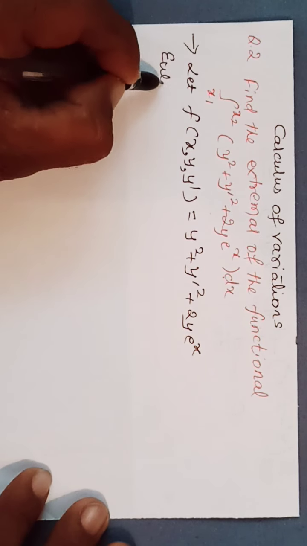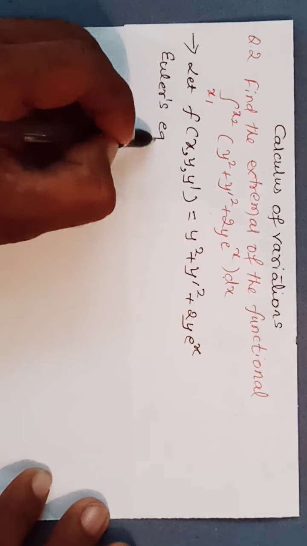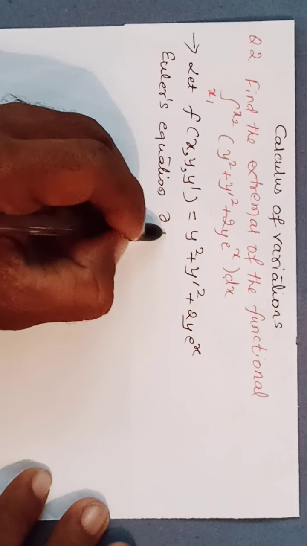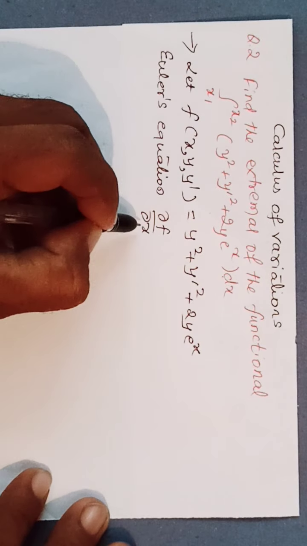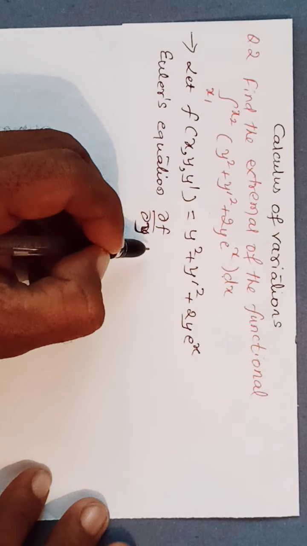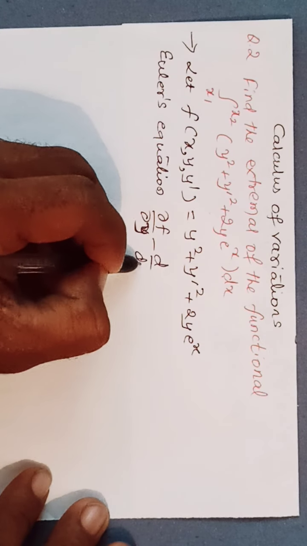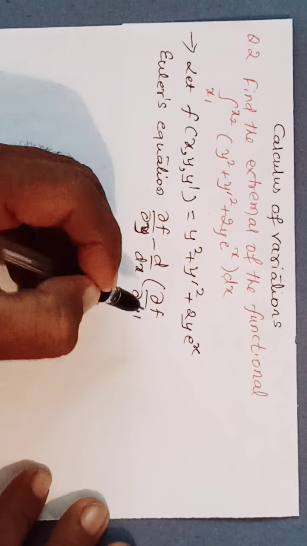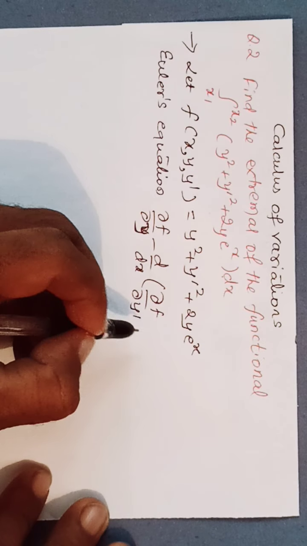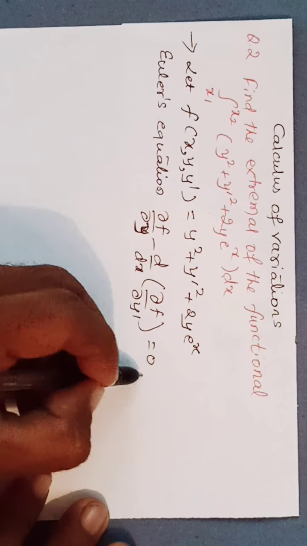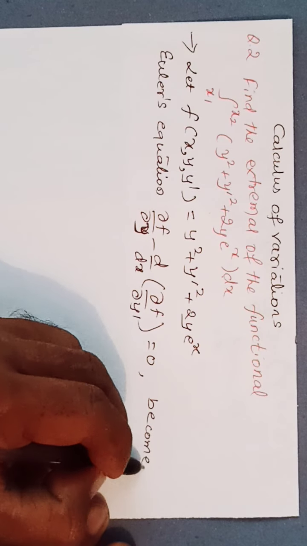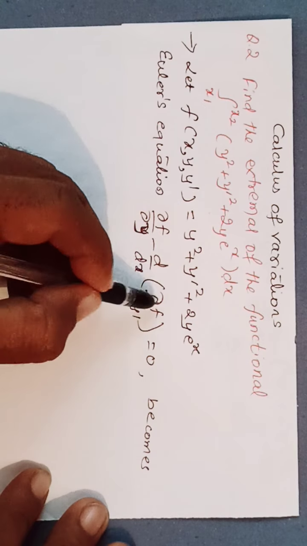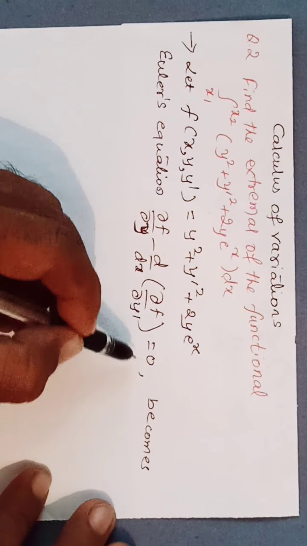Now Euler's equation, what is that? Dou f by dou y minus d by dx of dou f by dou y dash. In last session we had seen this is equals to 0. So this equation becomes Euler's equation, dou f by dou y minus d by dx of dou f by dou y dash is equals to 0.